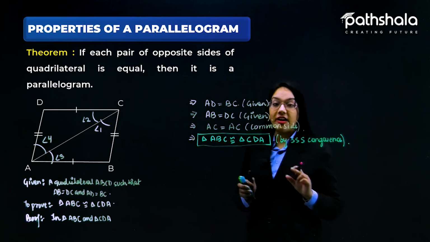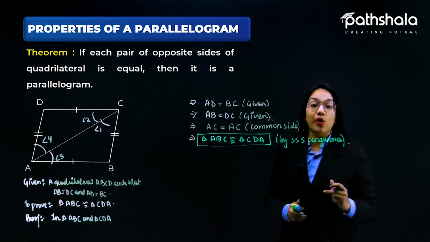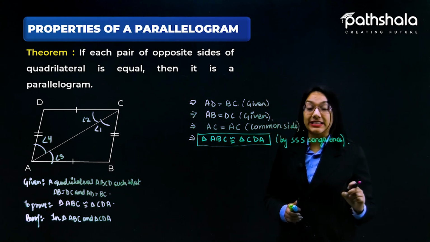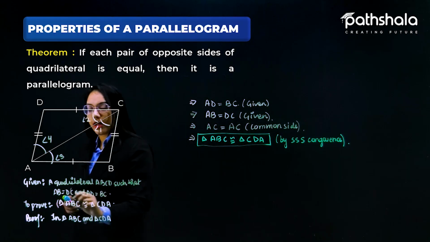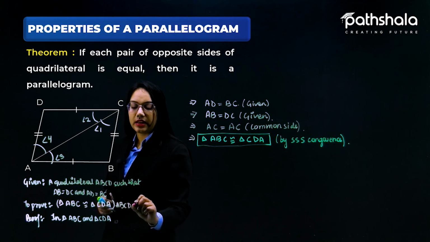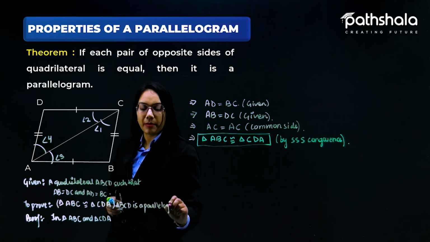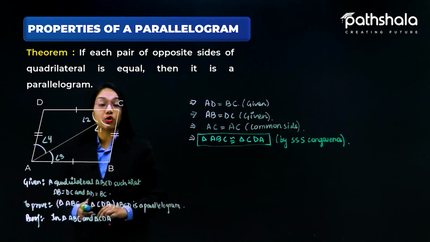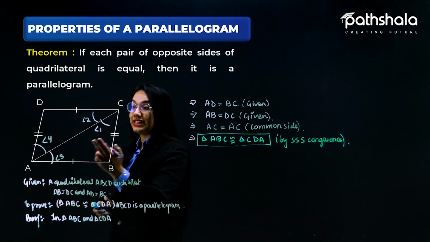Now till here we have proved that the two triangles that we are getting in this particular quadrilateral are congruent to each other. But what is our main motive? Our main motive is to prove that ABCD is a parallelogram. So after this we have to prove that ABCD is a parallelogram. Since we have proved that these two triangles are congruent to each other, what can we say about these angles?